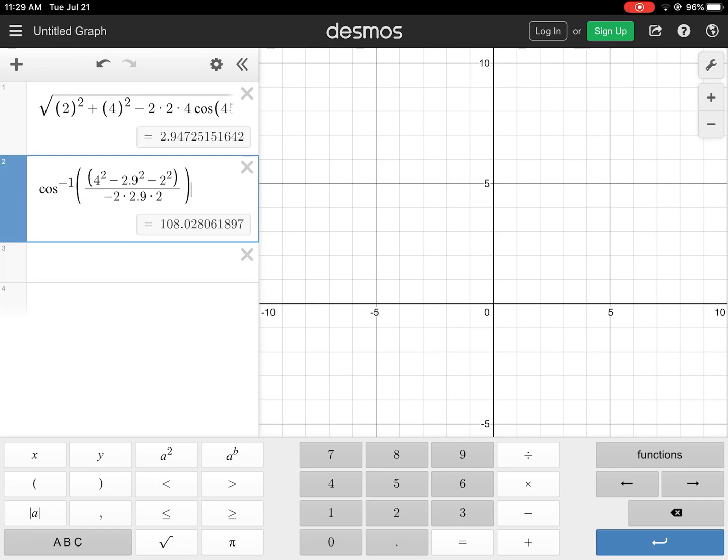So I've already gone ahead and entered the inverse cosine expression into Desmos, and I know that we're in degree mode, so angle C is going to be approximately 108.02 degrees. However, we're just going to round that to 1 decimal spot, so that'll be 108 degrees.